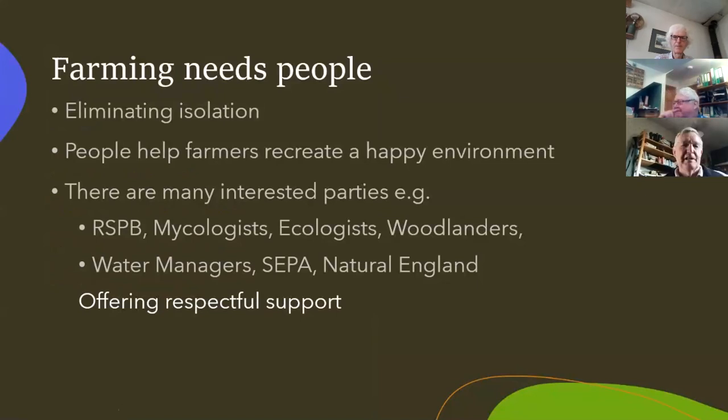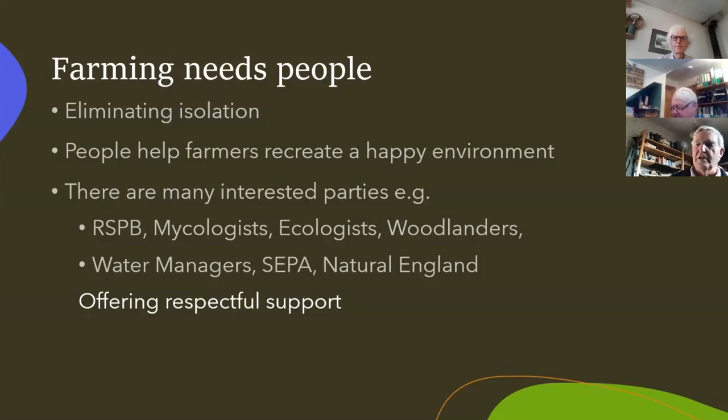Farming, as you see there, needs people. A lot of farmers are very isolated. They live in isolation, a long way from anywhere, and often feel alienated by the pressures on them, from environmental concerns to paperwork. So to do that, we need people on the farm. We need people to come onto the farm that will help us achieve what's wanted.